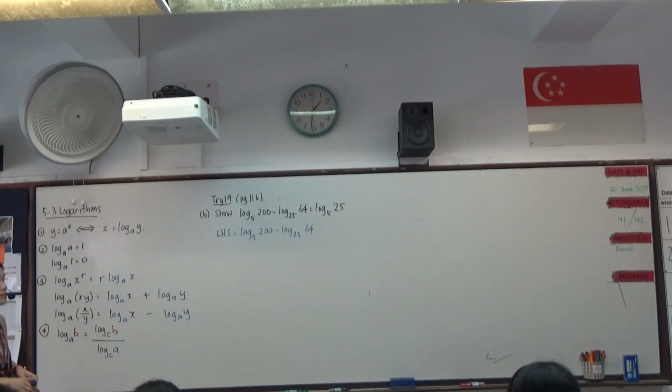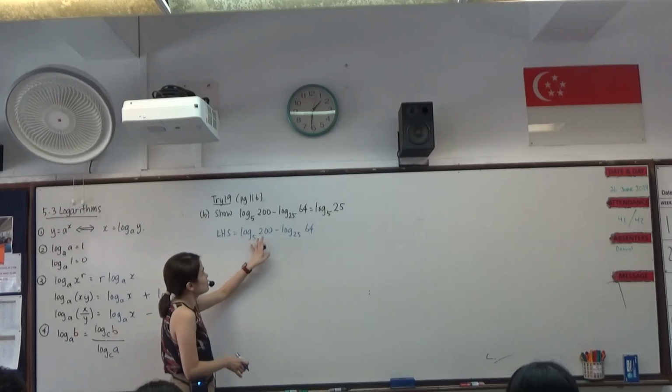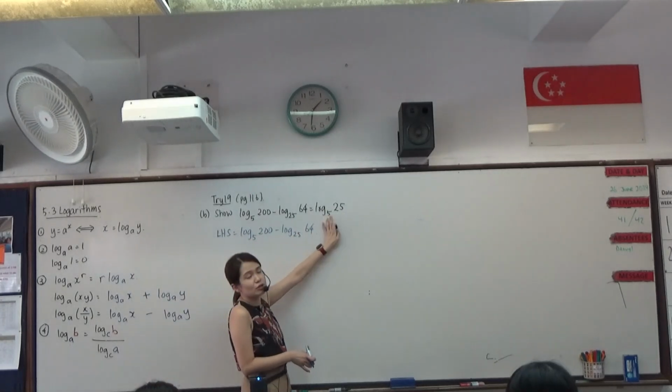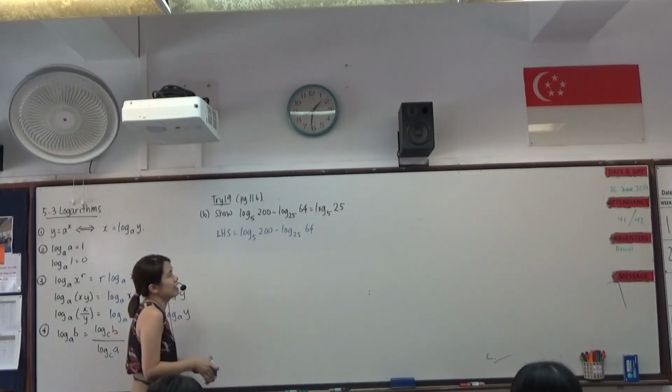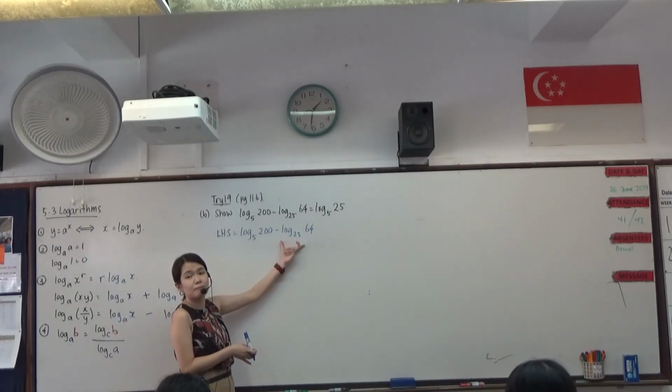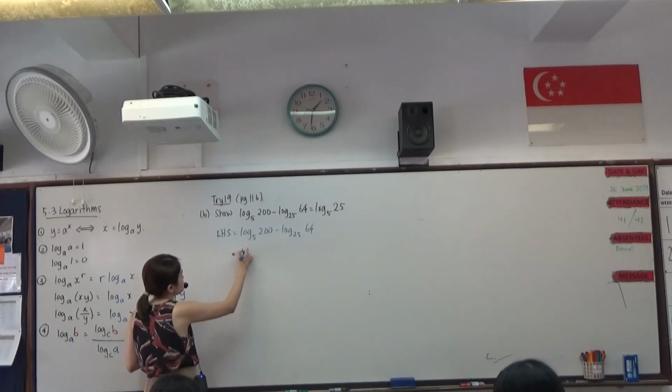Right? So from here, log 200 base 5 minus log 64 base 25. Since we are trying to gear towards base of 5, right? Okay. The first thing that we want to do is to consider changing this into a base of 5 first. Right?